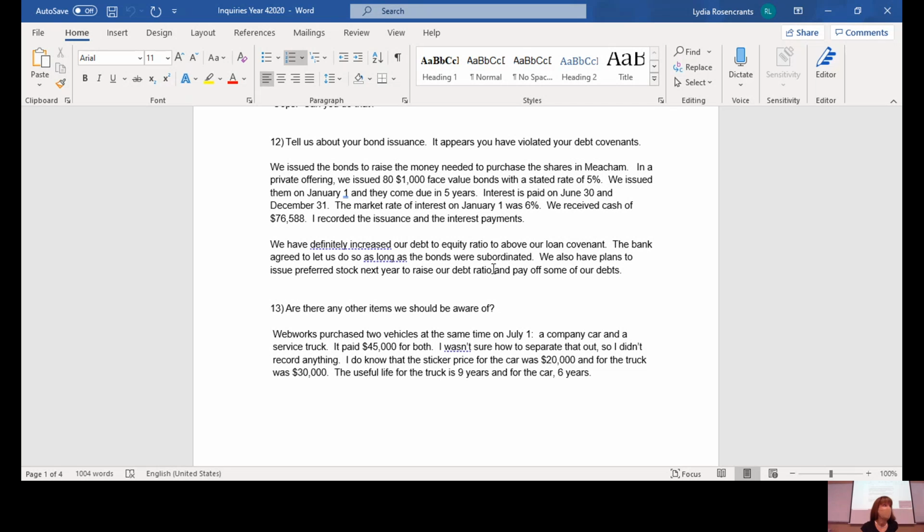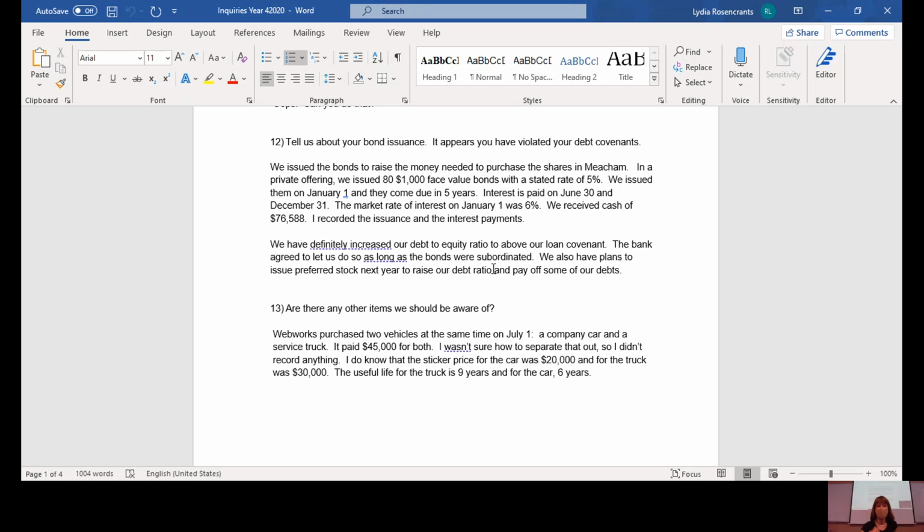Also, Mike tells us they issue them on January 1st. They come due or mature in 5 years. So, okay, we got 5-year bonds. Interest is paid on June 30th and December 31st. So they are semi-annual bonds. Okay, so that's crucial to my analysis. It adds a small level of complexity, but it is a small level of complexity, okay?